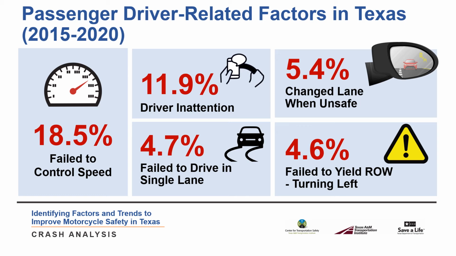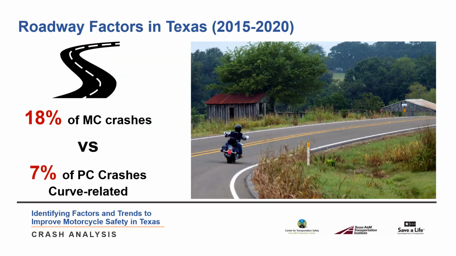2 other concerns for passenger cars that were not on our prior list for our motorcycle driver related factors were fail to drive in a single lane and fail to yield the right of way while turning left. So we do start to see differences in those driver related factors and things that we may be able to do to address those factors on Texas roadways for our various crashes.